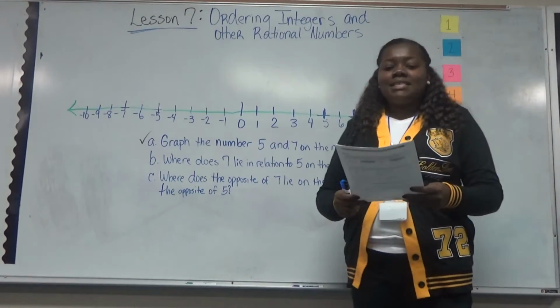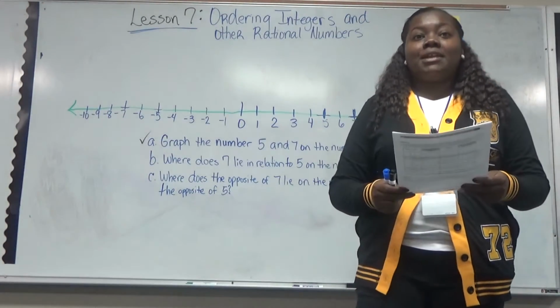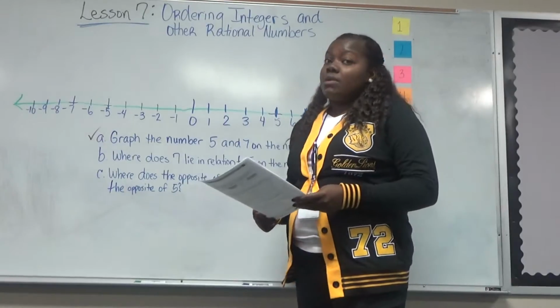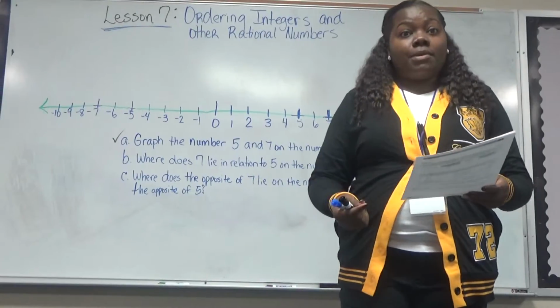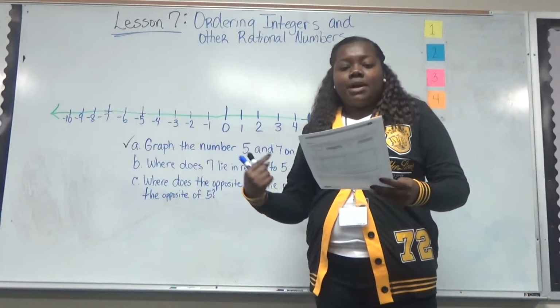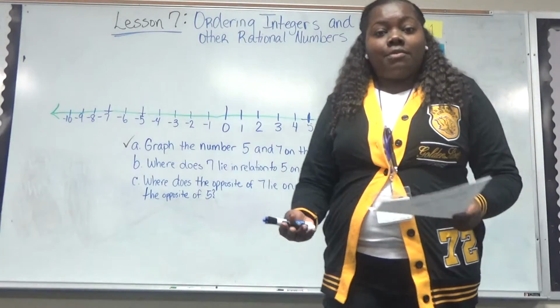Welcome back to Lesson 7, Ordering Integers and Other Rational Numbers. Today you'll learn how to place whole numbers and decimals on a number line, and you'll also know how to order them from least to greatest and then from greatest to least. So let's get started right away.